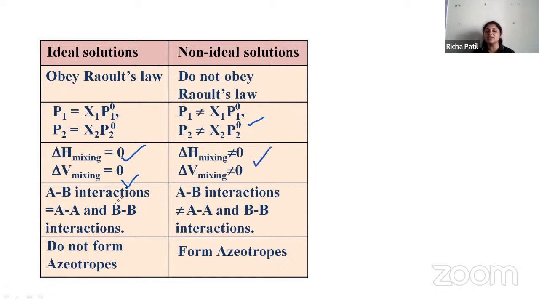In an ideal solution, AB interactions are equal to AA and BB interactions. In a non-ideal solution, AB interactions are not equal to AA and BB interactions. Ideal solutions do not form azeotropes; non-ideal solutions form azeotropes.